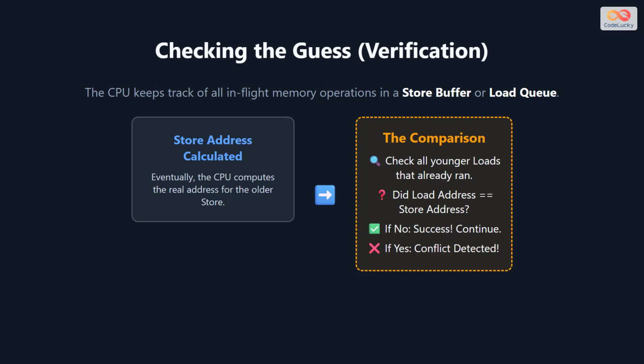Of course, we cannot just guess and hope for the best. We have to verify. The CPU keeps track of all these operations in a structure usually called a store buffer or load queue. Once the real address of the older store is calculated, the CPU checks all the younger loads that have already run. It compares the addresses. If they do not match, great, we save time.